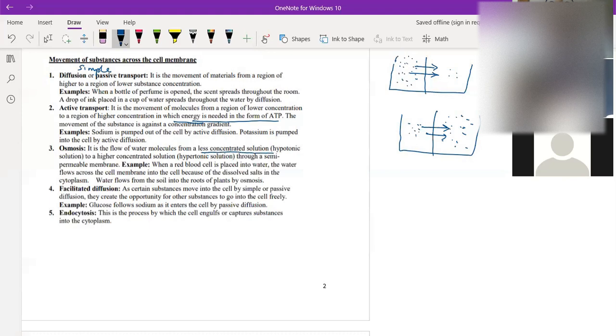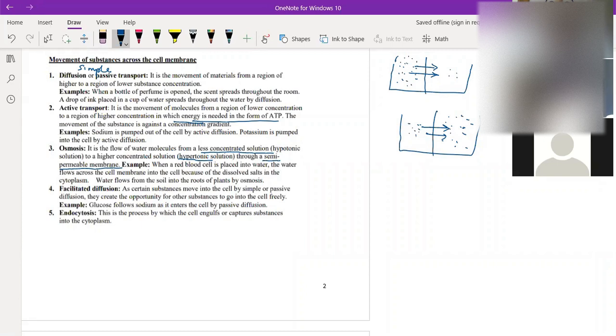Another word for that is hypotonic solution to a higher concentrated solution, which you call the hypertonic solution, through a semi-permeable membrane. This is very important. You need to have a semi-permeable membrane. If you don't have that, there cannot be any osmosis, because the semi-permeable membrane selectively allows only the water molecules to go into the cell. So it's very important in the definition to have a semi-permeable membrane. So the water molecules move from less concentrated to a more concentrated solution through a semi-permeable membrane.